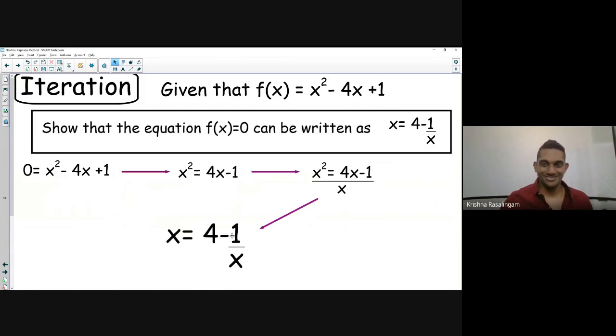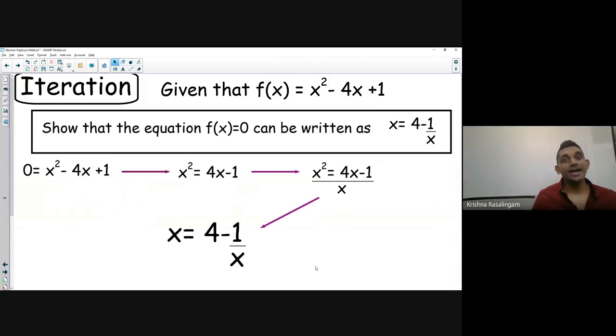That's right. I get 4 minus 1 over x. So apologies for the not so seamless transition there, but that's all you do. The hint is, it's a show that so you know what you're working towards. So that should be straightforward. That is within the topic of iteration.